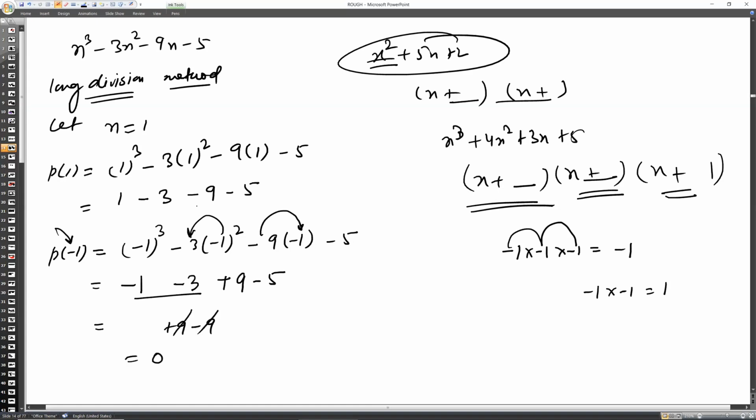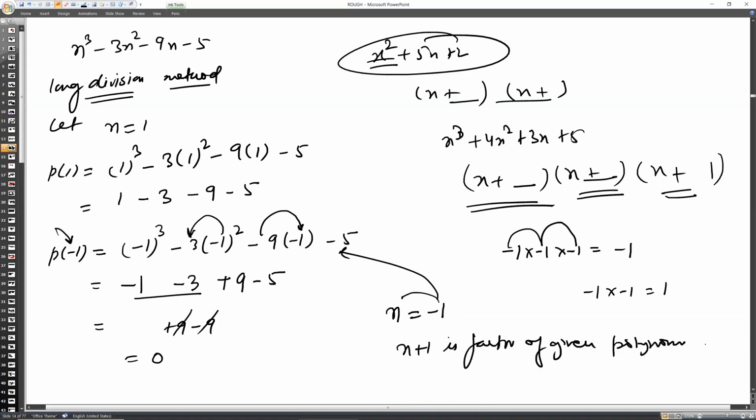So if you put the value of x as -1 and you get 0 in this equation, then you can say that x plus 1 is a factor of the given polynomial. X plus 1 is a factor of the given polynomial. Okay, understood? Yes, sir.